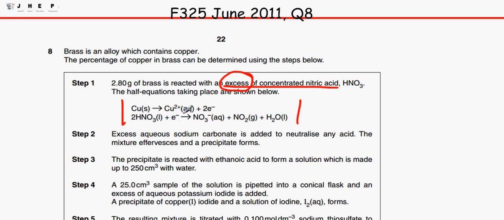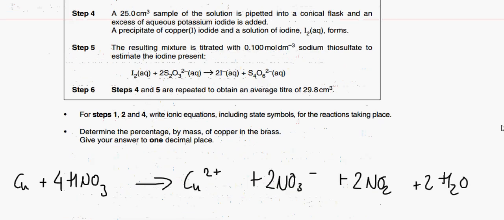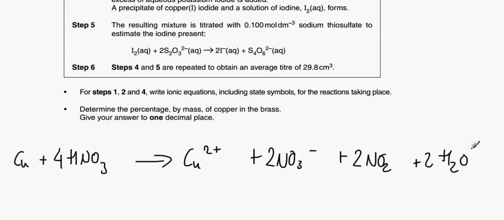You need to verify that the number of electrons are the same on each one. Obviously they're not the same here, so we need to times this whole row by 2. And when you put them together, it would make this. If you're not sure how to do this, please look at my redox equations video.